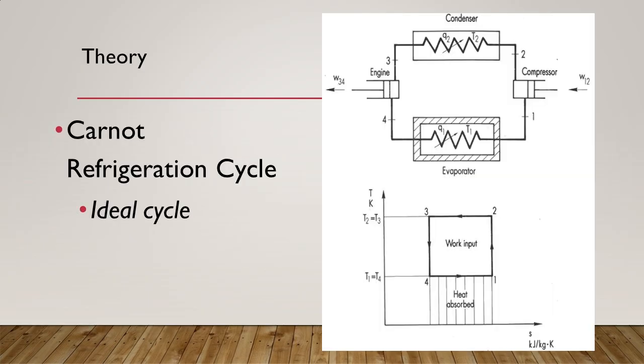Carnot refrigeration cycle is a reverse heat engine cycle. Due to the mechanical work input to the cycle, heat is absorbed at a low temperature source and rejected to a high temperature sink. As every process in a Carnot refrigeration cycle is reversible, it is the most efficient refrigeration cycle.